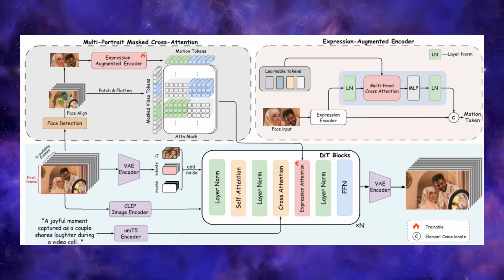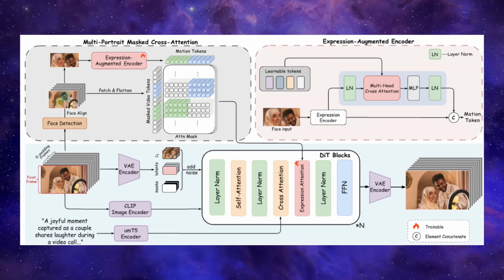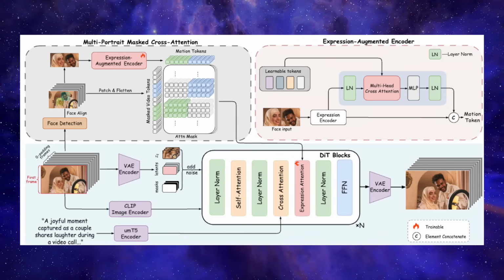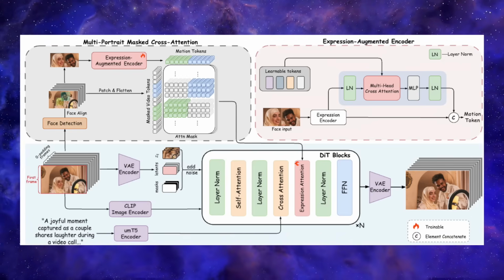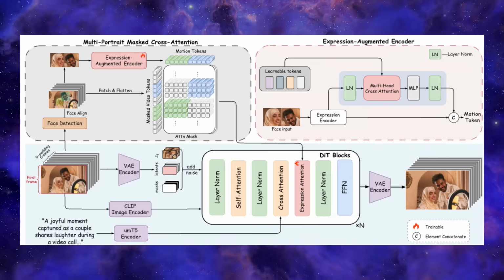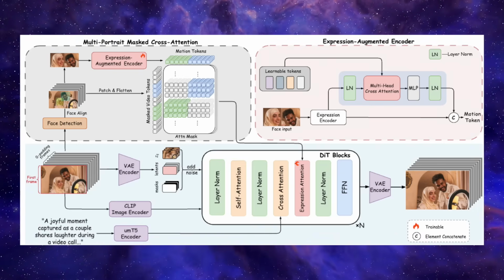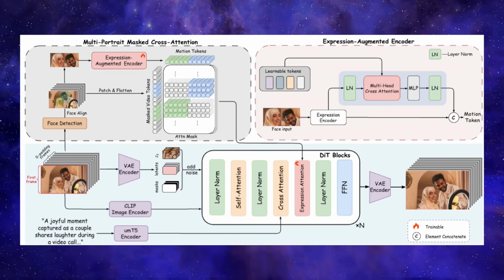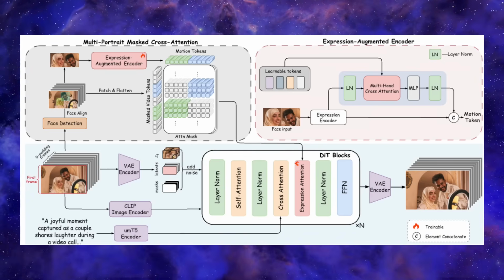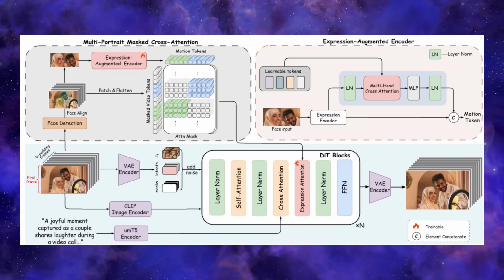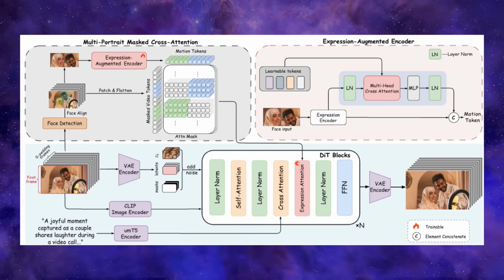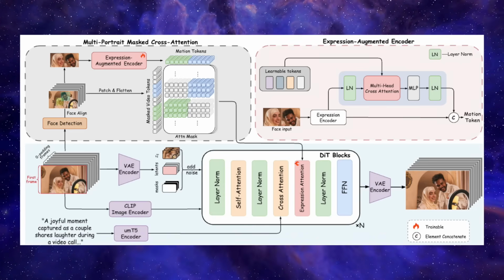The key is its expression-augmented learning, which allows it to pay special attention to the most complex parts, like lip articulation and emotion expression. This is exactly why it can tell the difference between talking and singing. For the multi-character scenes, it uses a clever masked cross-attention system that prevents the expressions of one character from leaking on to another, keeping everyone's performance independent and clean.